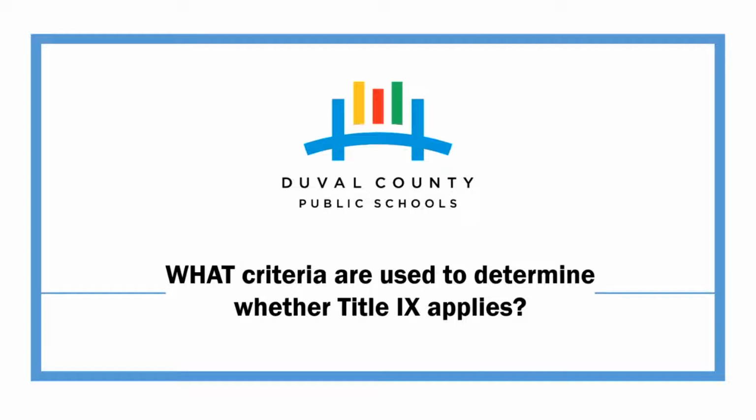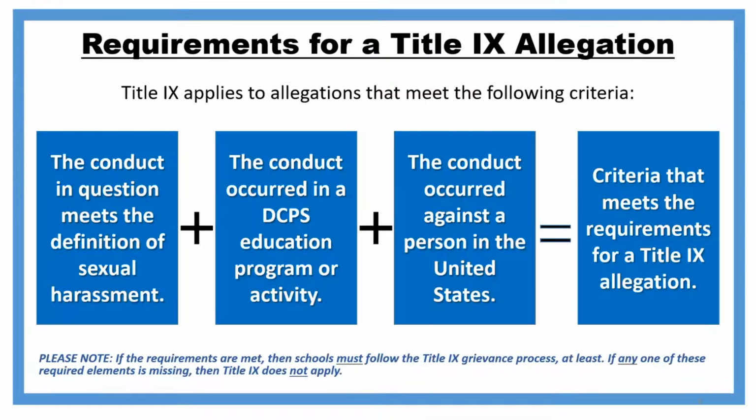So what criteria are used to determine whether Title IX applies? When we receive a Title IX allegation, we're looking for a few things. Title IX applies to allegations that meet the following criteria. The conduct in question meets the definition of sexual harassment. The conduct occurred in a DCPS education program or activity. The conduct occurred against a person in the United States. And all those are critical. If all those are in place, the allegation meets the requirements for a Title IX allegation. So if the requirements are met, then schools must follow the Title IX grievance process. If any one of these requirements or elements is missing, then Title IX does not apply.